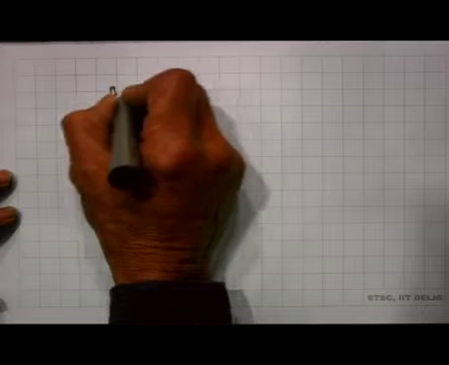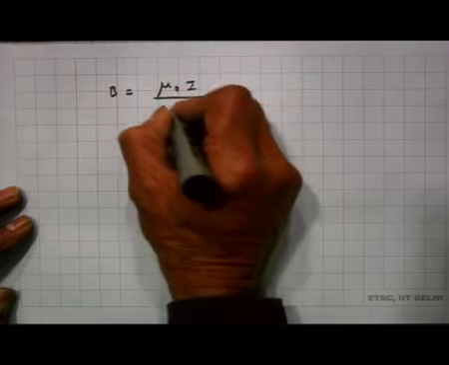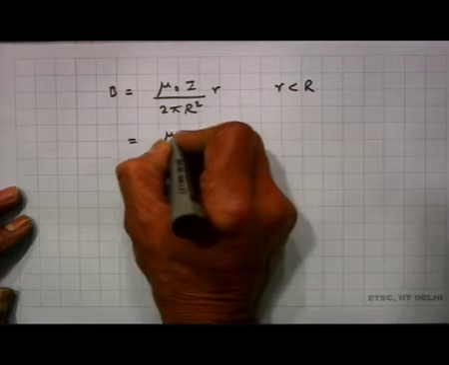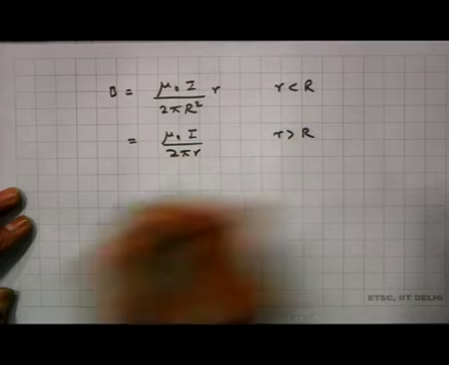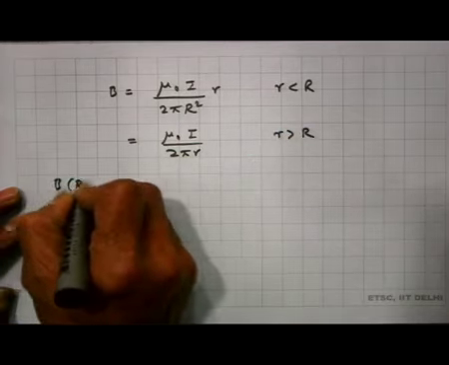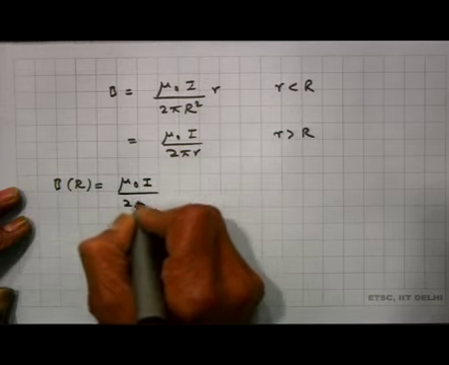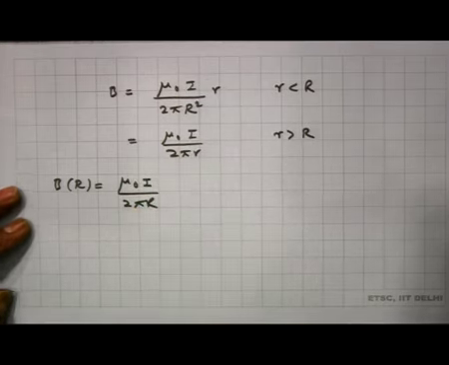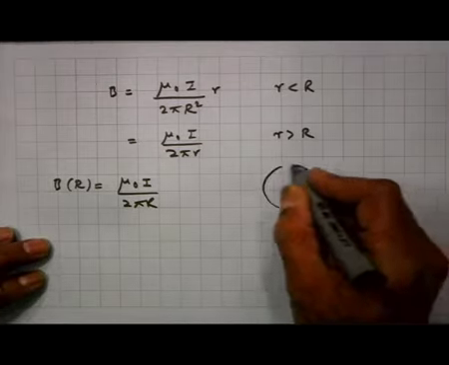So, let me write it down. B is equal to mu naught I r by 2 pi R square for r less than R, and equal to mu naught I by 2 pi r for r greater than R. Notice that B at r equal to R from this equation is mu naught I by 2 pi R, and it is the same as from this equation. So, B at R is the same. So, the magnetic field is continuous across the boundary. So, if I draw a figure here, this is my current carrying conductor.